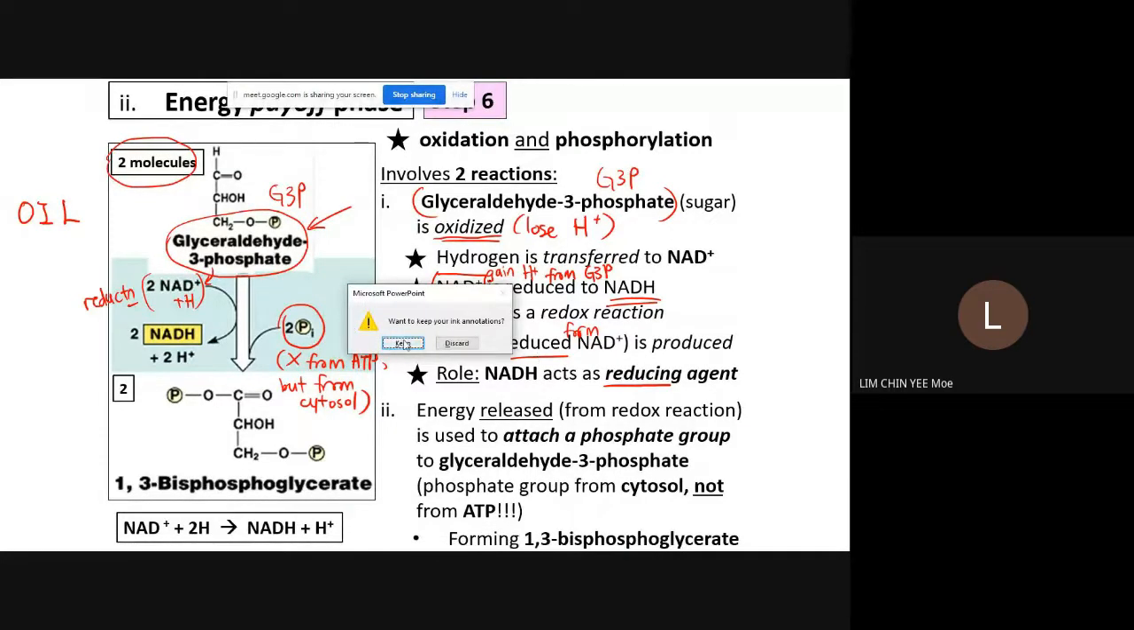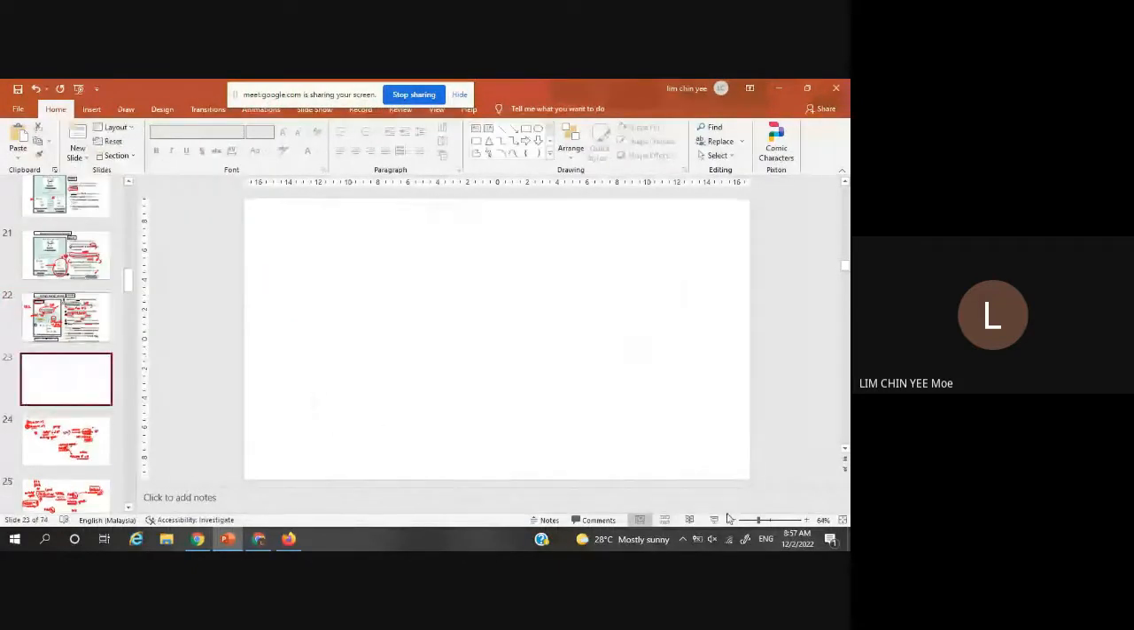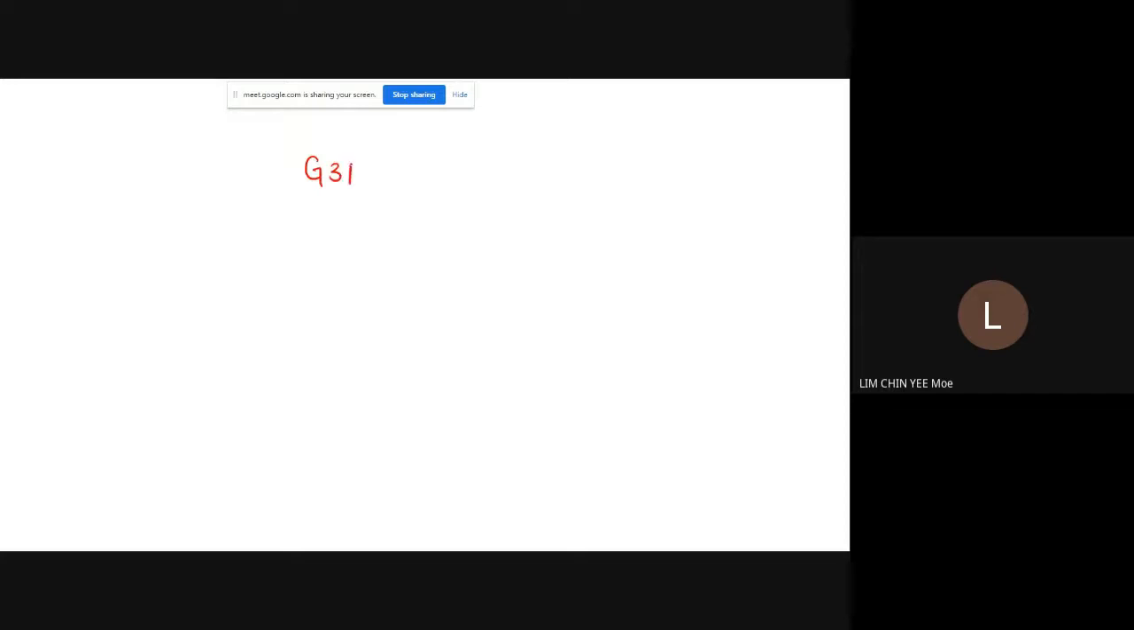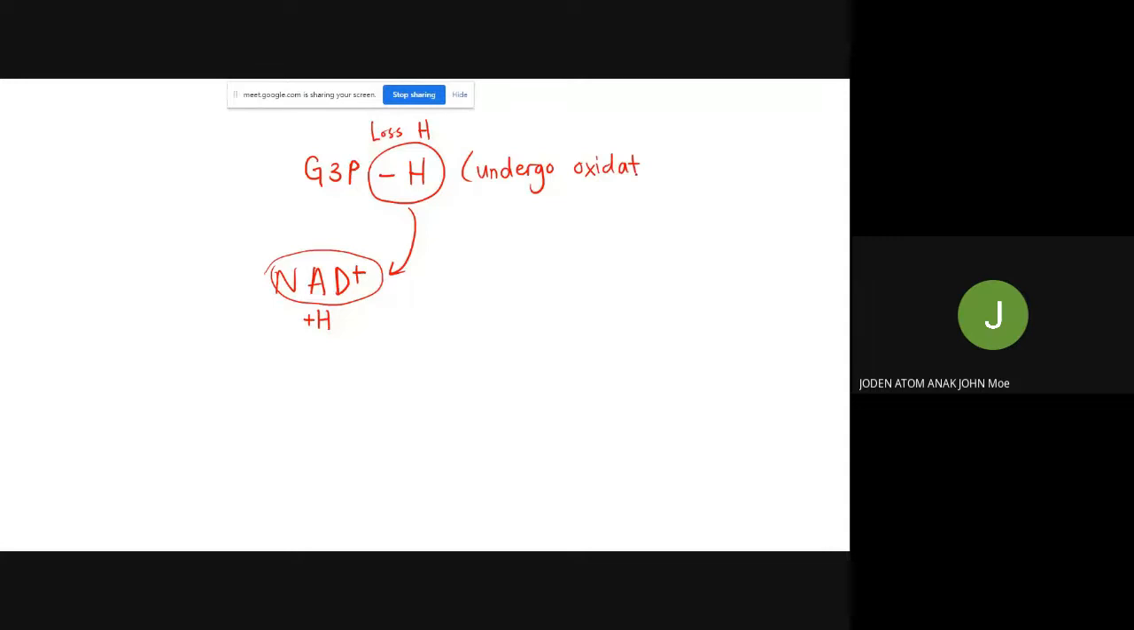I hope you don't need me to repeat, but if you want me to write it out again, oxidation. So from G3P, dia hilang hydrogen. Okay, dia hilang hydrogen. Hydrogen ini dia bagi dekat NAD+. So NAD+ inilah yang akan dapat hydrogen. So dia hilang hydrogen maksudnya dia undergo oxidation. Whereas NAD plus akan gain the hydrogen, so dia akan undergo reduction.